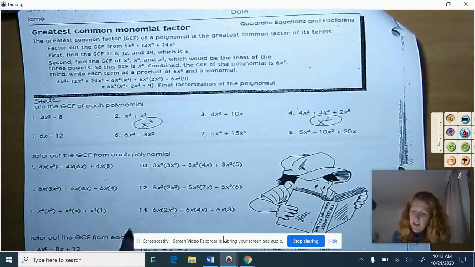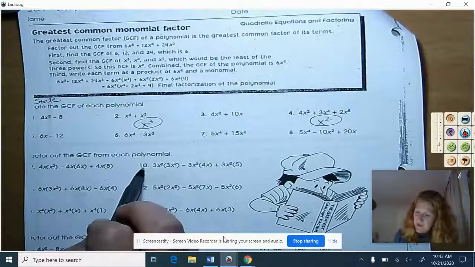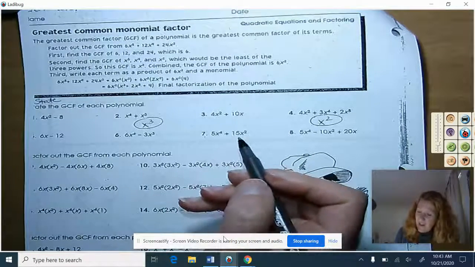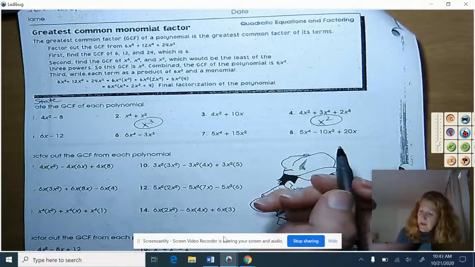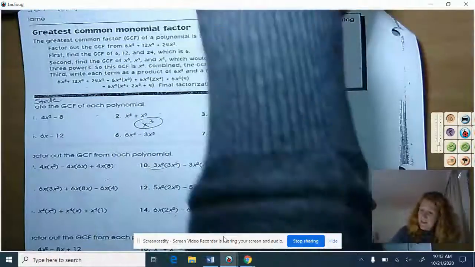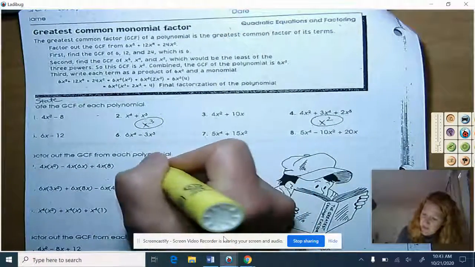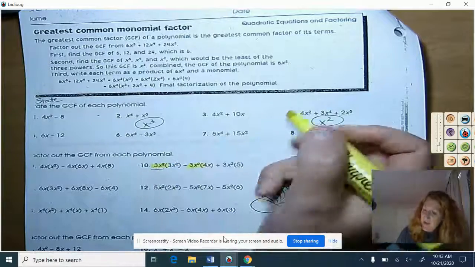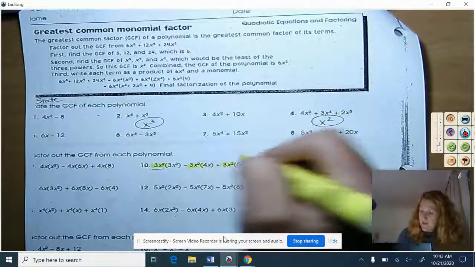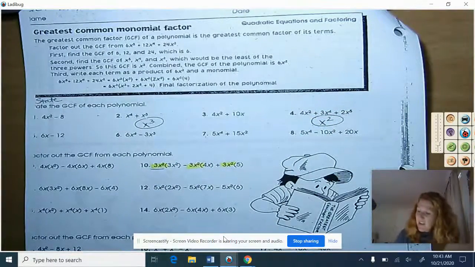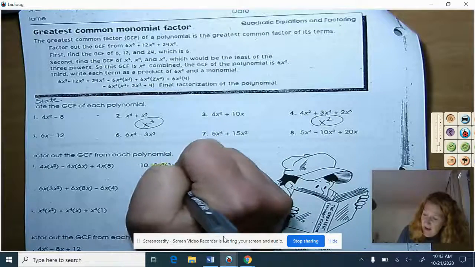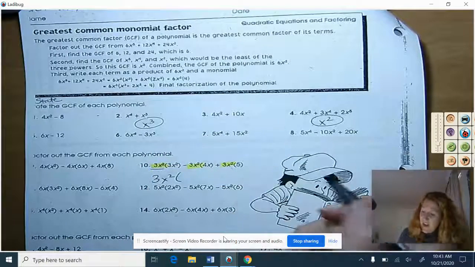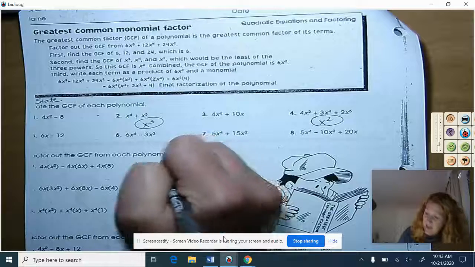For the ones here, I'll do this one, number 10. Factor out the greatest common factor from each polynomial. These are the same. So you have 3x squared times something minus 3x squared times something plus 3x squared times something. The 3x squared is your greatest common factor, and then they want you to divide each term by 3x squared.